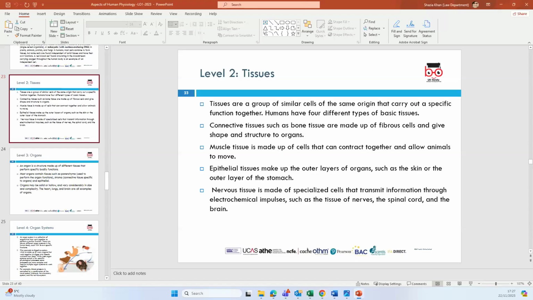We then have level 3, organs. Okay, so there are different organs that are part of level 3. And they are organs that are similar to cells.